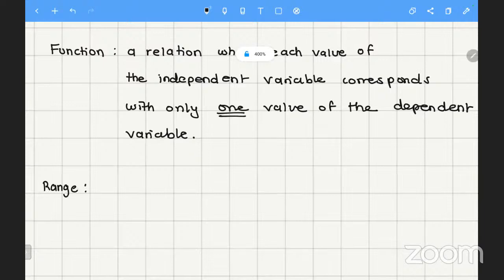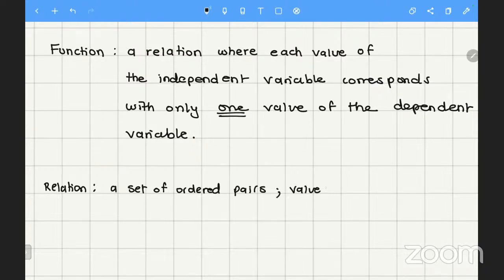Okay, listen, the range is the set of all values. So the relation where each independent variable. Oh, I should tell you what a relation is. A relation where each value of the independent variable corresponds with one value of the dependent variable.